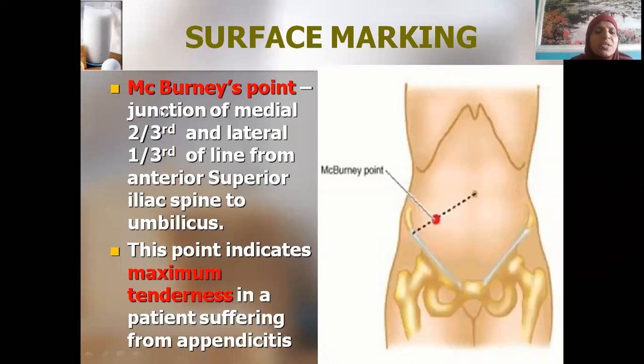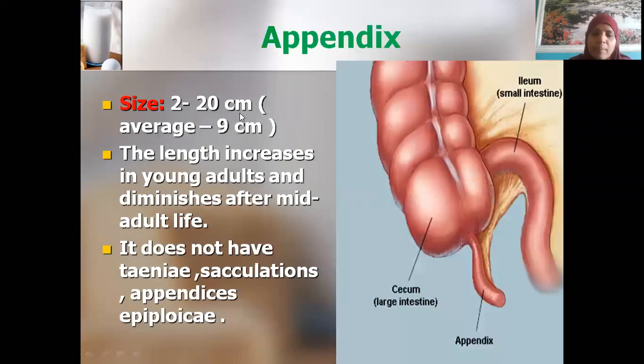Okay, so junction of medial 2/3 and lateral 1/3. Now come, you already told me the length of the appendix measures from 2 to 20 centimeters. The average length is 9 centimeters. The length increases in young adults and diminishes after mid-adult life. That means it keeps growing till that age.